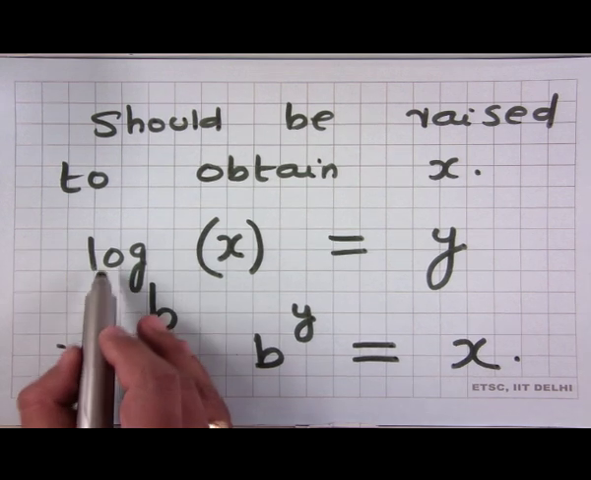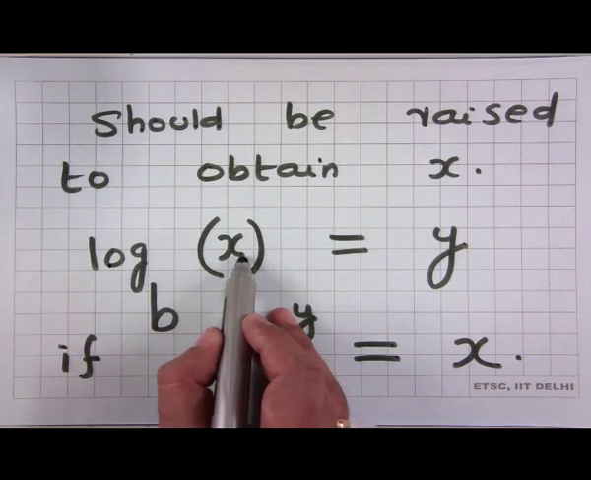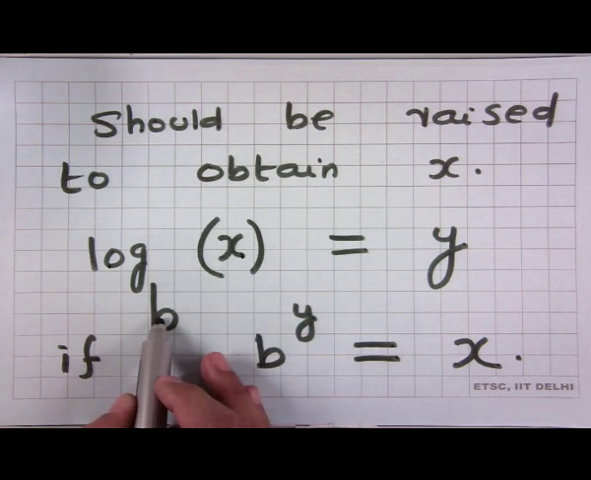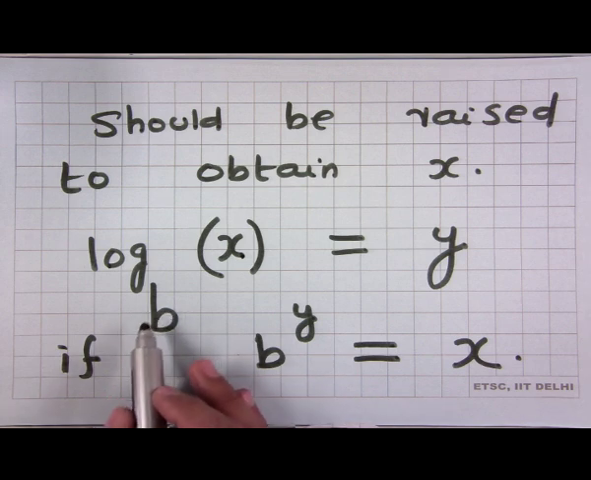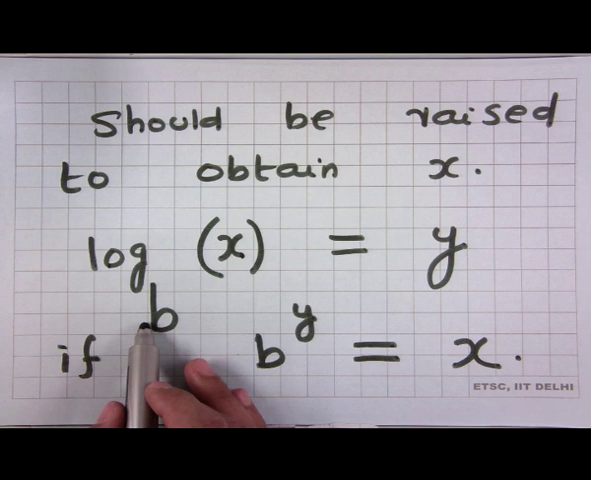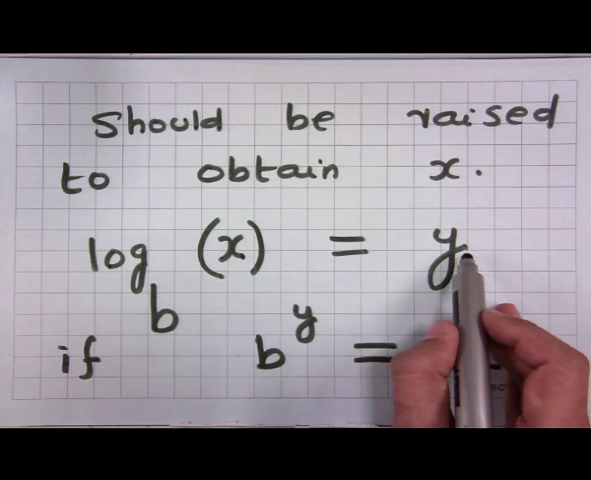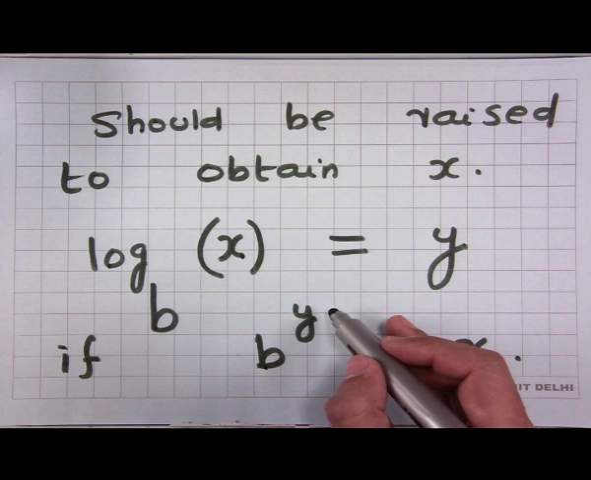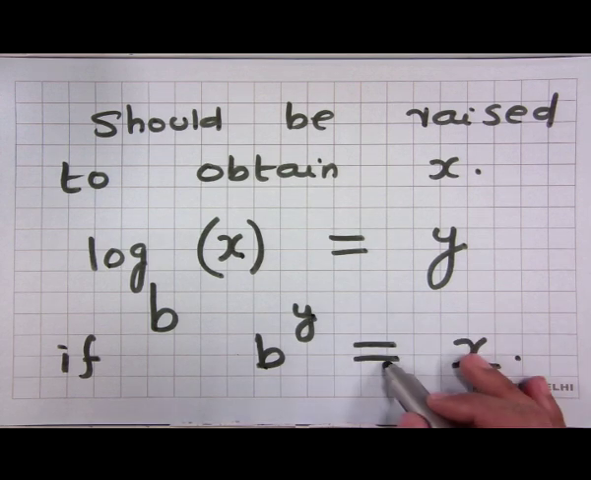I repeat, logarithm of a positive real number x to the base b, where b is a fixed positive real number not equal to 1, is said to be y if b exponentiated with y gives x.